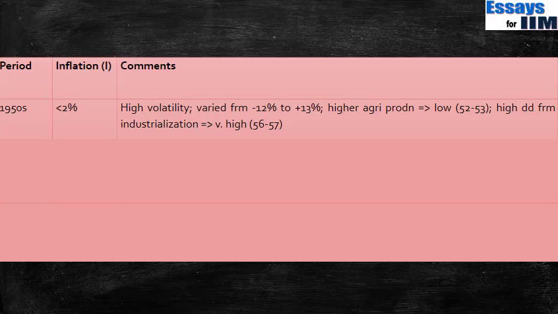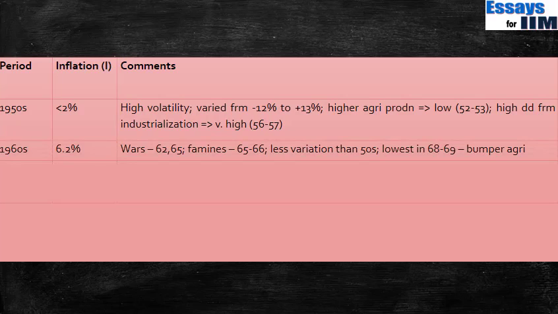So basically what I want to tell you is that whenever the agricultural production was high, the inflation was low. But when the industrialization was high and demand rose, the inflation became very high. So you can understand this as a period of volatility. Obviously it was a new country, we were trying to set things up, so everything was volatile, including the prices. But overall inflation was low.